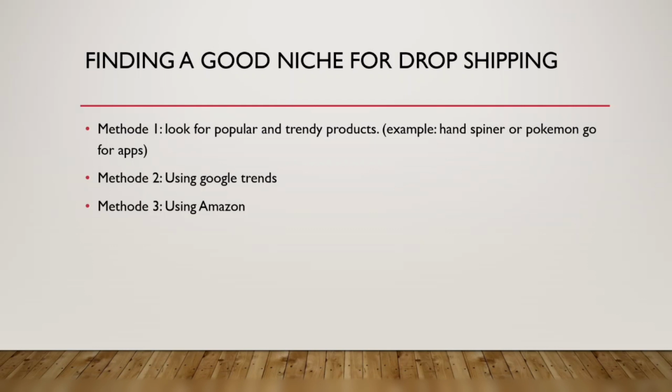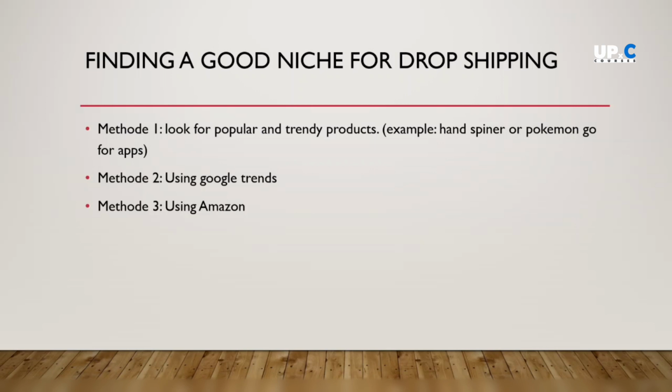Second thing, using Google Trends. For me, Google Trends is an amazing tool. If you want to find the right niche, it's really an amazing product for you to look at, because you can do keyword research and it gives you absolutely everything. I'll give you a small demo about Google Trends a bit later in this video.